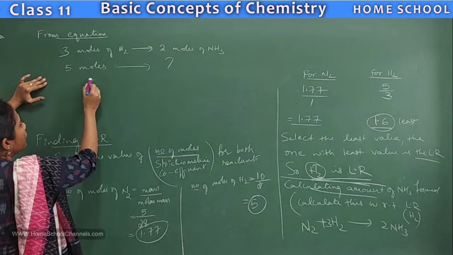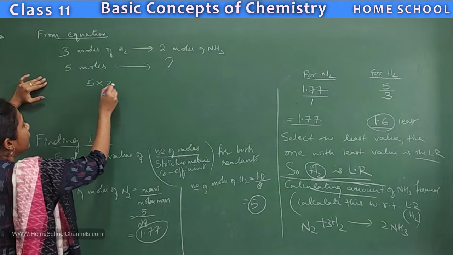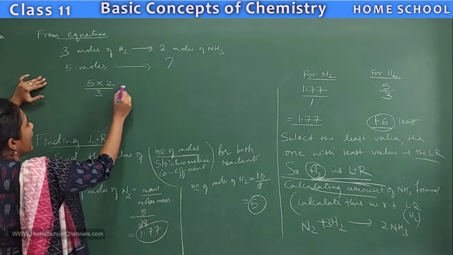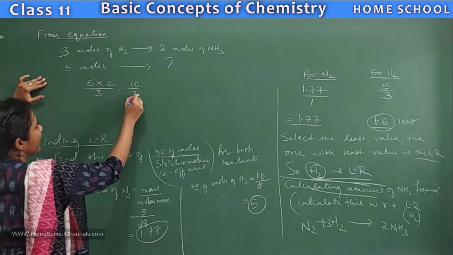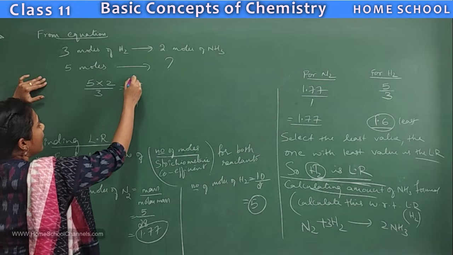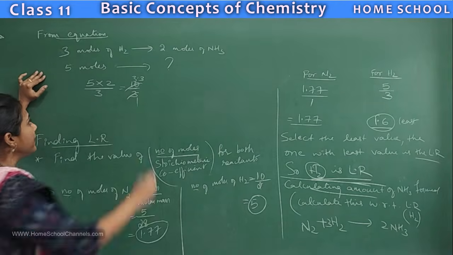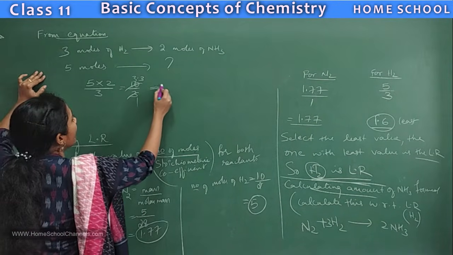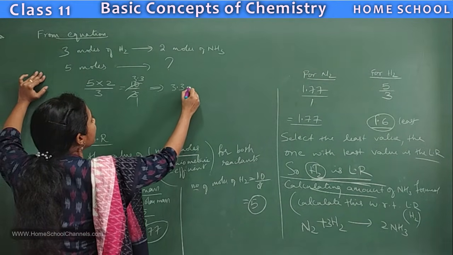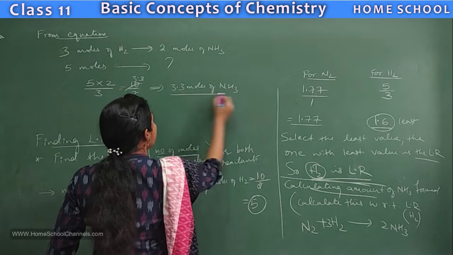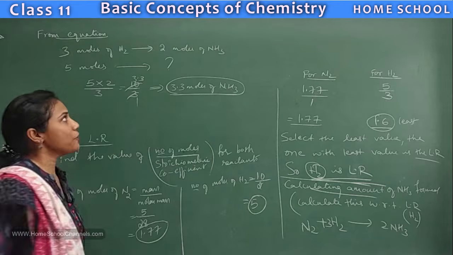So, what you have to do is cross multiplication. 5 into 2 divided by 3. So just calculate: 5 2s are 10, divided by 3. You will get 3.3 something. So, how many moles of ammonia? You will have 3.3 moles of ammonia. So, this much amount of ammonia is formed.